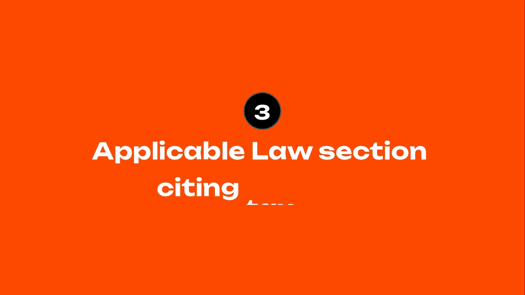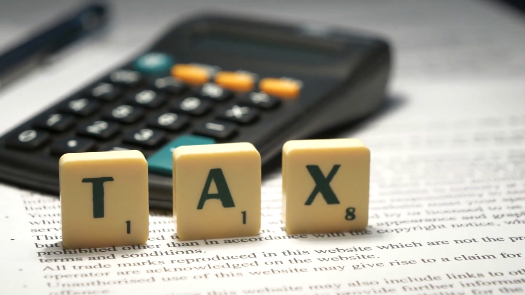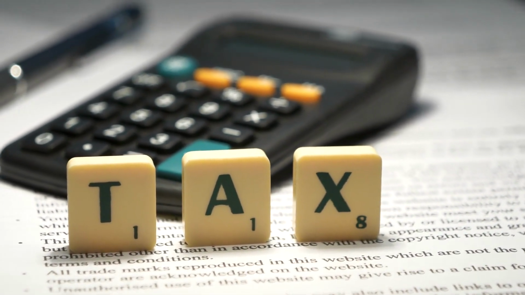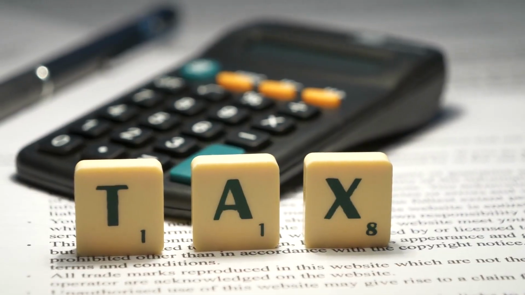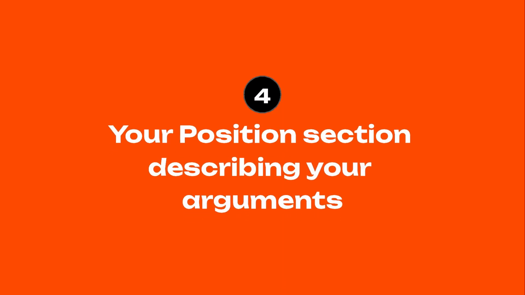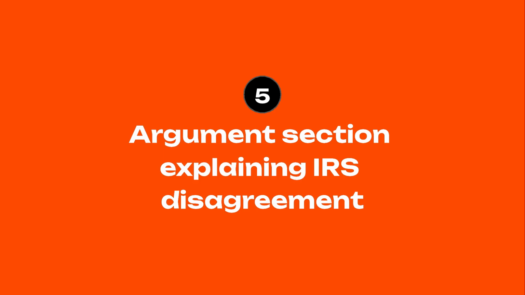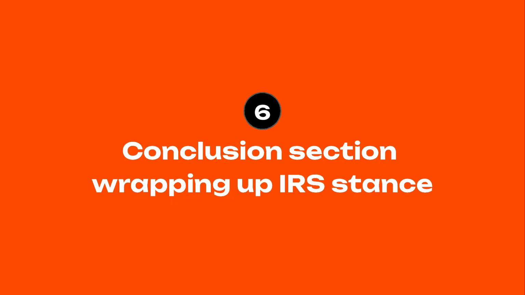Next up is the Applicable Law section. This is where the IRS lays out the legal groundwork for their argument, citing specific tax laws and regulations. After that, you'll see a section for Your Position, which should describe the arguments you've made. Then comes the Argument section, where the IRS explains how they applied the law to the facts and why they disagree with your position. Finally, there's a conclusion that wraps up the IRS stance.